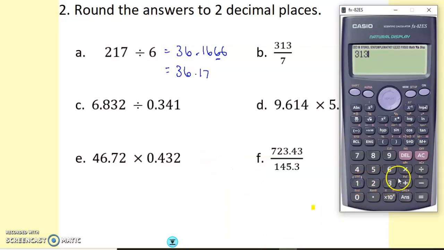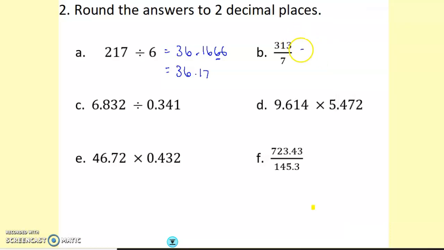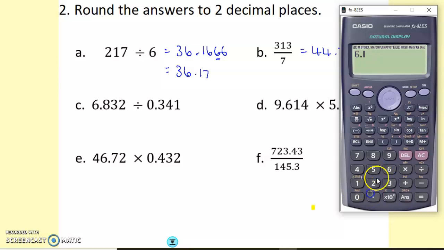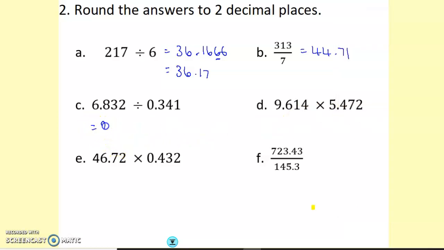B, we're doing 313 divided by 7, which is 44.714. I'm just going to start rounding these on the calculator now. So we've got 44.714, third number is 4, that's going to stay the same, so it's going to be 44.71. C, 6.832 divided by 0.341. That's 20.035 to 3 decimal places. That 5 is going to push that 3 up to the 4, so 20.04.